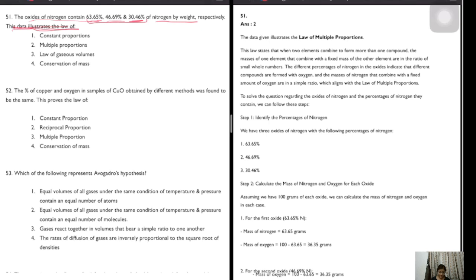So the first question says, oxides of nitrogen contain 63.65, 46.69 and 30.46% of nitrogen by weight respectively. The data illustrates the law of what? Which law is being illustrated? This is the law of multiple proportions.